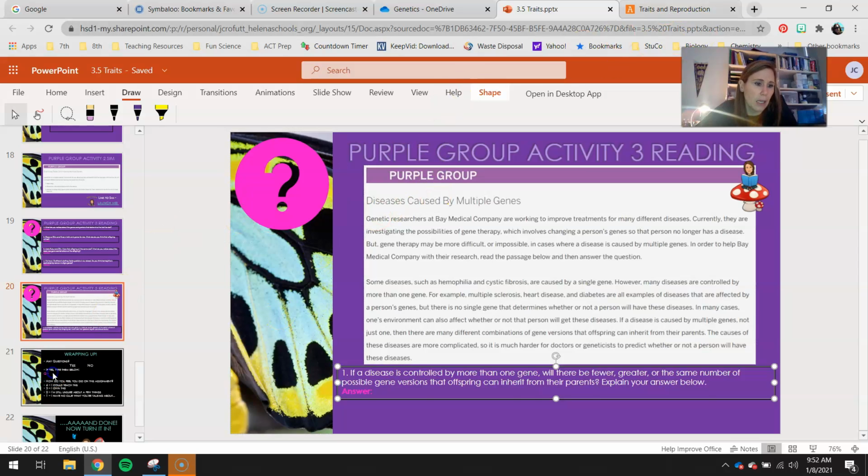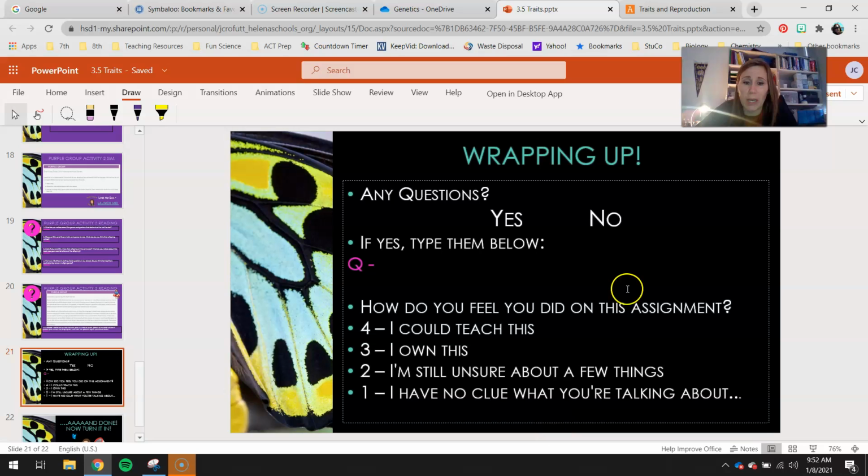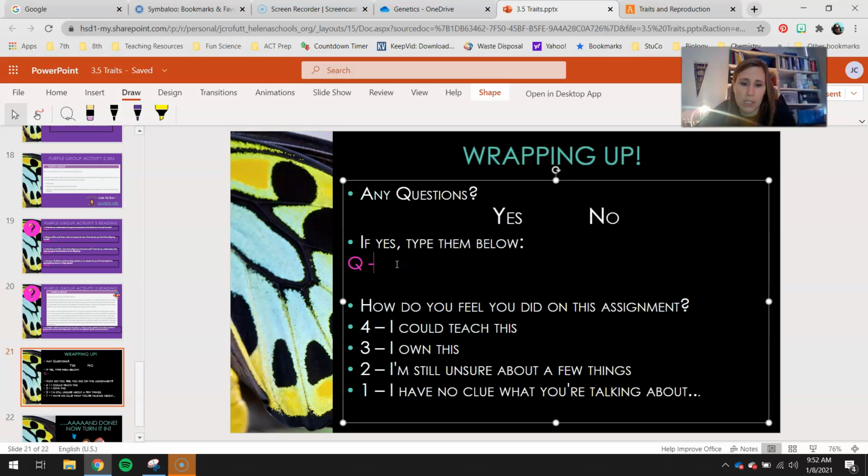Okay. Finally, slide 21 is your wrap up. You guys do need to do this. It takes about 2 seconds. It's not that hard. Do you have any questions? Circle yes or no. If you have any questions, please type them in here and I can get back to you on that. Obviously, if it's something that's preventing you from completing the assignment, you want to send those questions right away in Teams and I can help you out. And then finally, circle 4, 3, 2, 1, ranking how you feel you did on this.